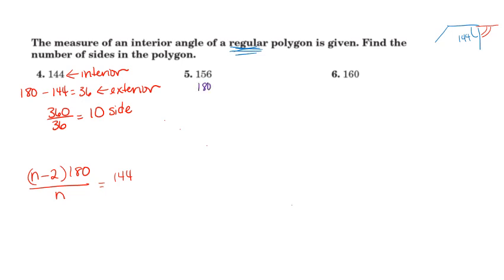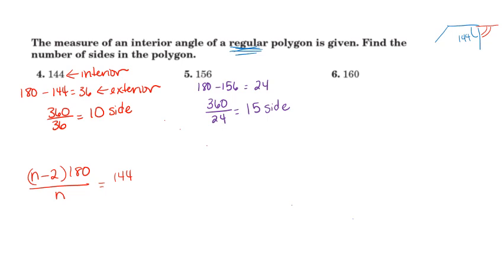So 180 minus 156 equals 24. 360 divided by 24, the number of sides is 15. So each interior angle is 156. It's a regular polygon, so each exterior angle is 24. Well, I said that wrong. That's not the reason why they're 24.